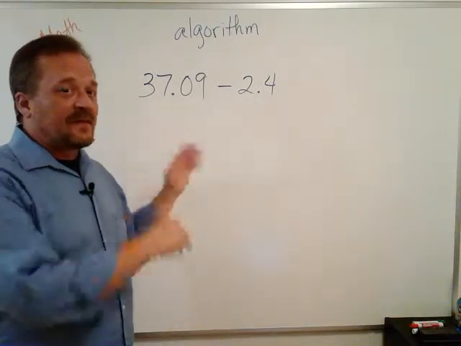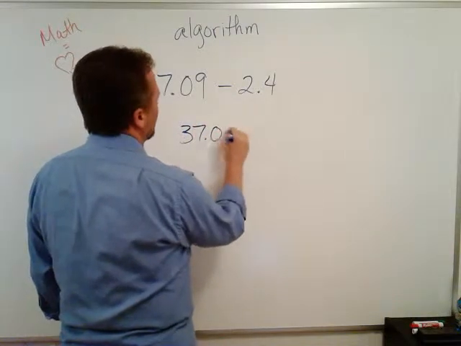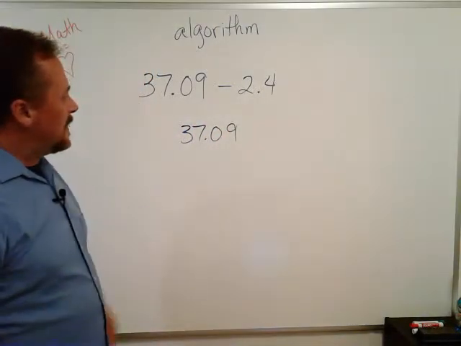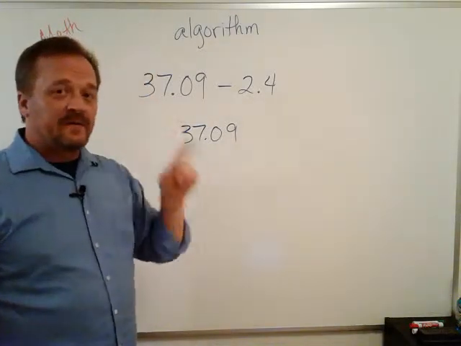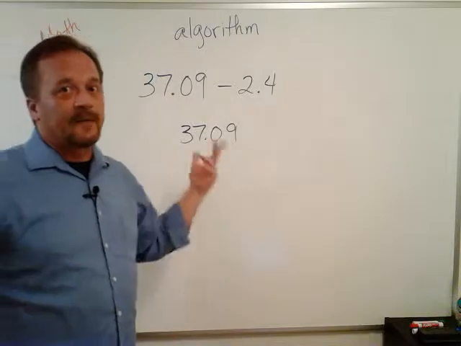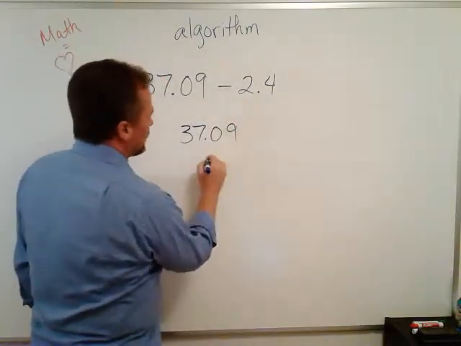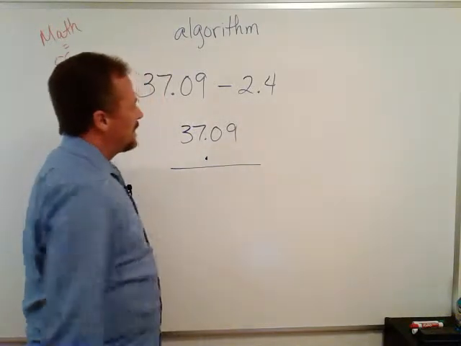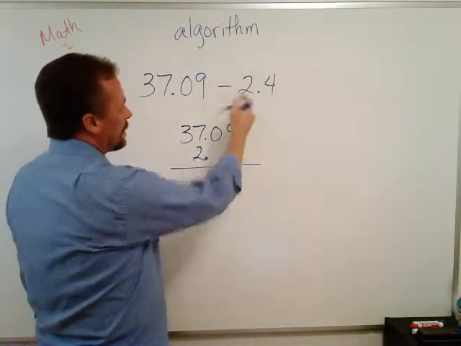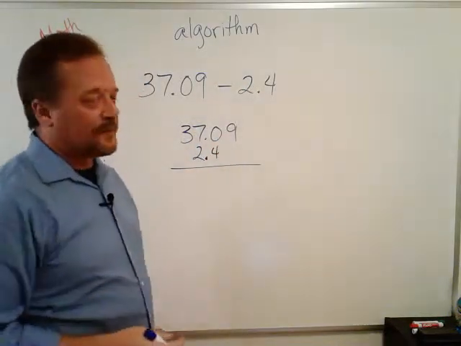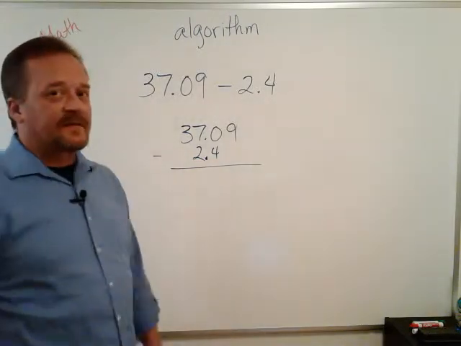So let's rewrite this vertically. I'm going to put the 37.09. Now, if you're wondering how to line this up right away, a good first step, something to always remember, is to line up the decimals. That makes it easy for addition and subtraction, right? So here I'll put the decimal, and then I'll make sure I put those two numbers where they go. 2 goes in the ones column, 4 goes in the tenths column, because they sit right next to that decimal point. I'm subtracting.